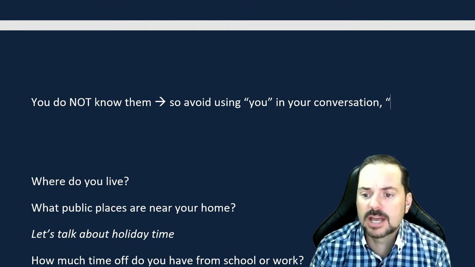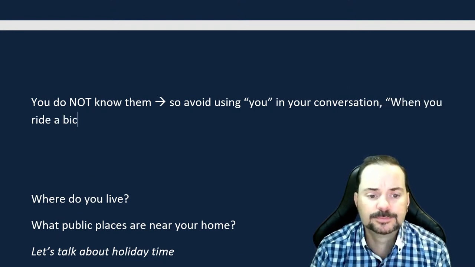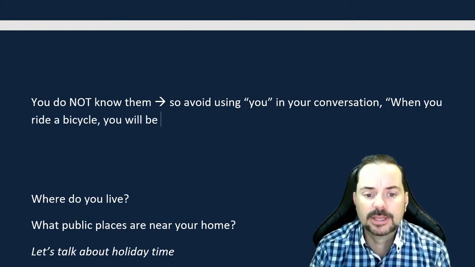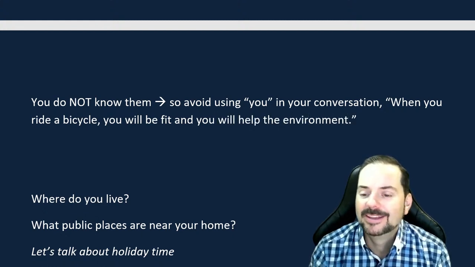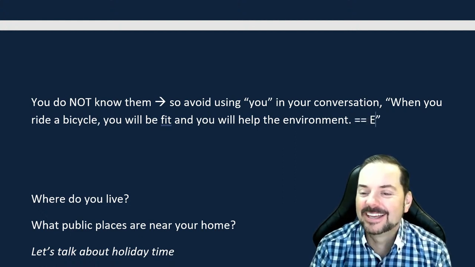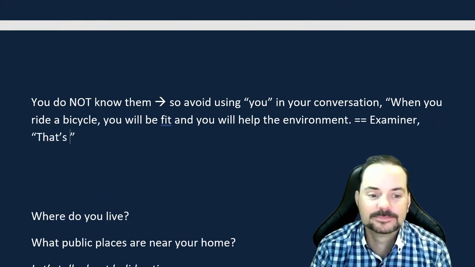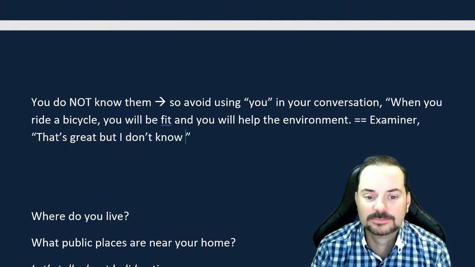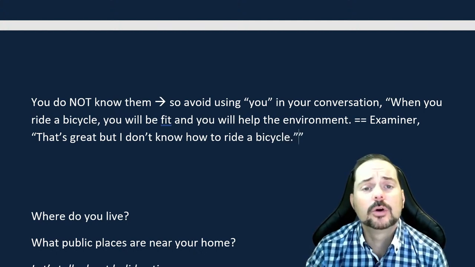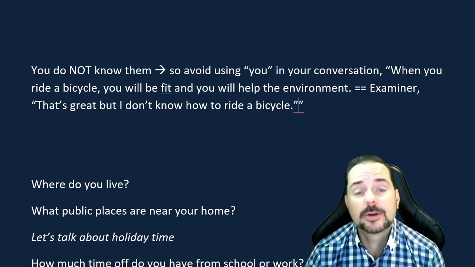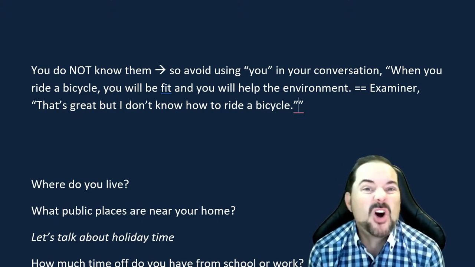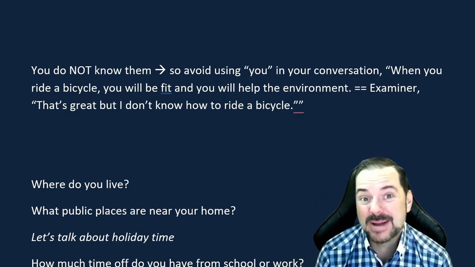Like, for example, when you ride a bicycle, you will be fit and you will help the environment. Okay, here's the examiner response. Okay, so the examiner is like, that's great, but I don't know how to ride a bicycle. So I know that sounds funny, and I know that the candidate is thinking, well, because most people know how to ride a bicycle. But if your examiner happens to be a person who does not know how to ride a bicycle, or we could use the example of swimming, then it's awkward, because in their head they're actually going, well, I don't know how to ride a bicycle.